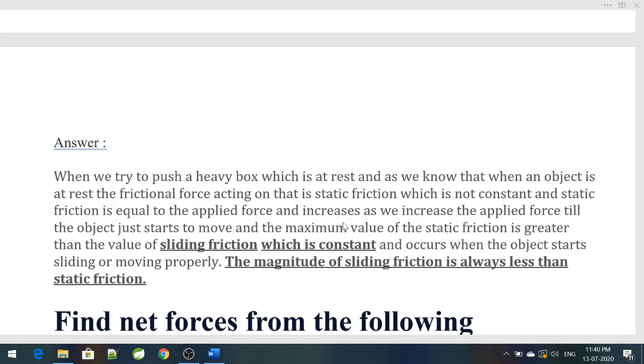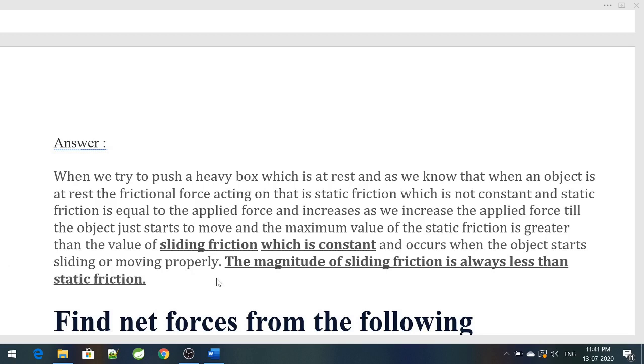So as we move the object and increase our force, its frictional force also increases. It reaches a maximum value of static friction, which is greater than the value of the sliding friction, and this occurs when the object starts sliding or moving properly.